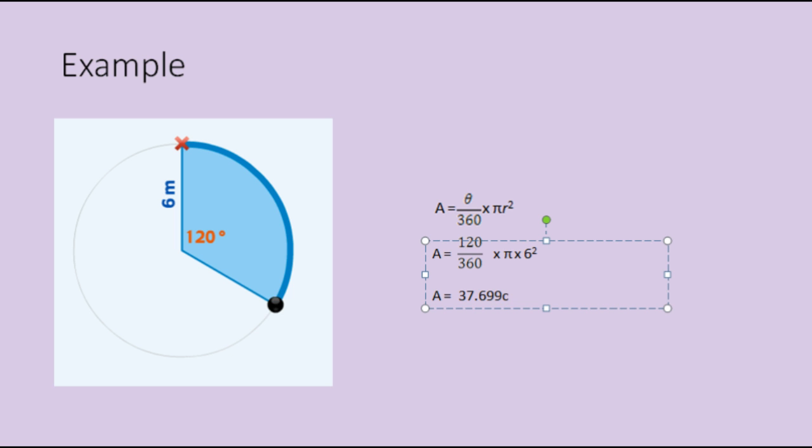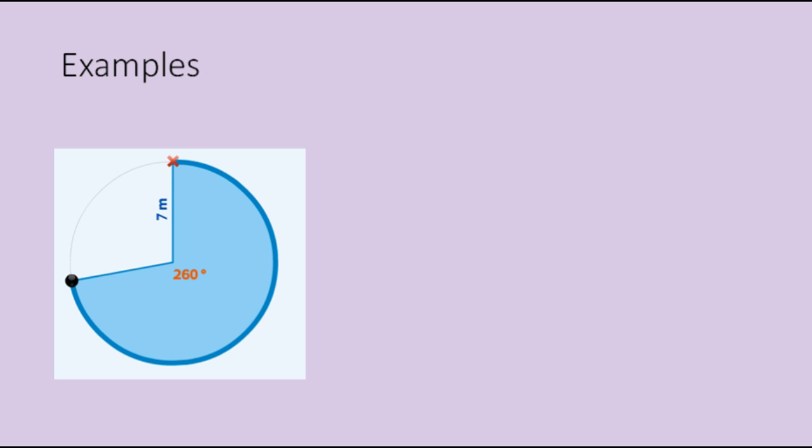37.699 centimeters squared. So this time the area of this part of this sector is 37.699 centimeters squared. So I put in the formula, I replace the values I needed to, and I solve with my calculator. Alright, I'd like you to have a go at this question here. So I want you to pause, have a go, and I'll put the answer up in a second.